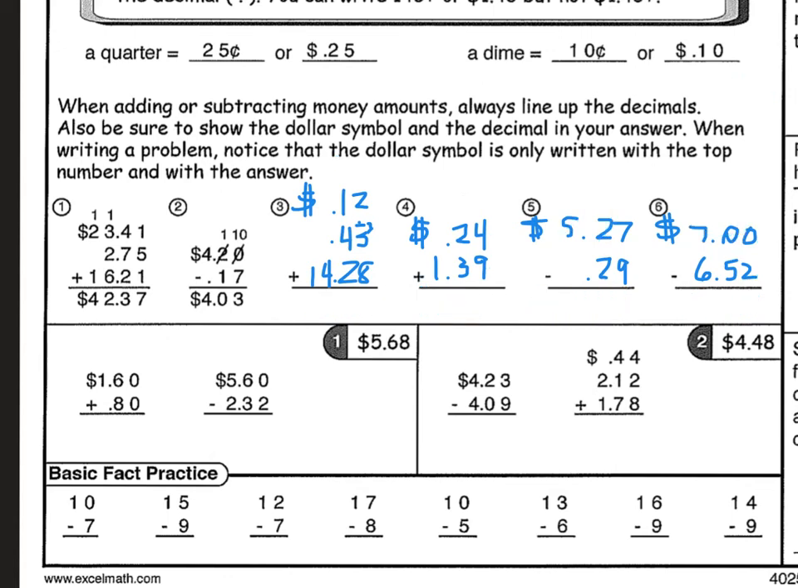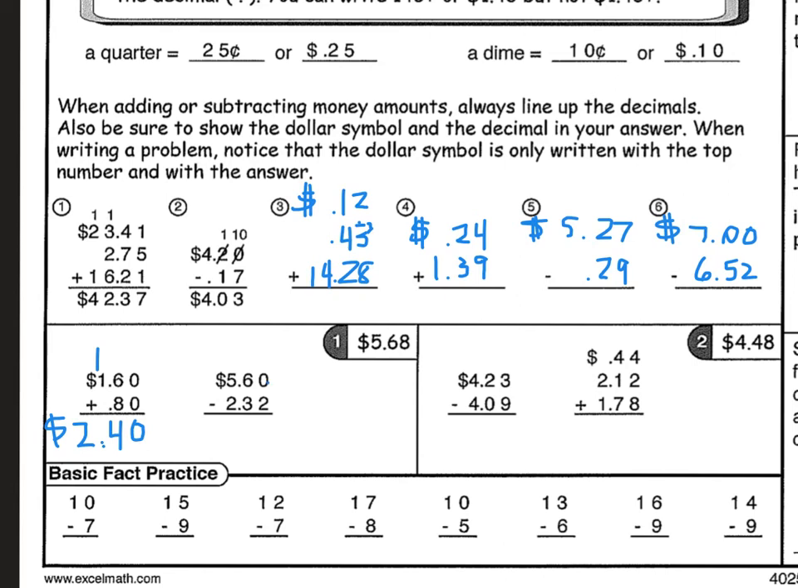Alright, so here we go with number 1. 0 plus 0 is 0. 6 plus 8 is 14. Regroup with the 1. Put a 2 here. If you wrote 240, that's a wrong answer because it's not 240, it's $2.40. Dollar sign, decimal point. Make sure you got both of those in there in just the right place.